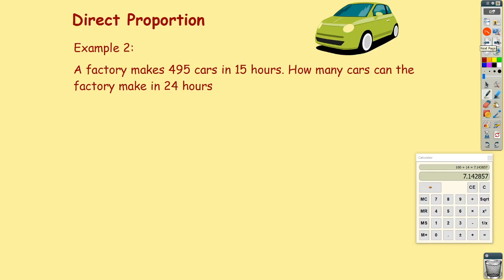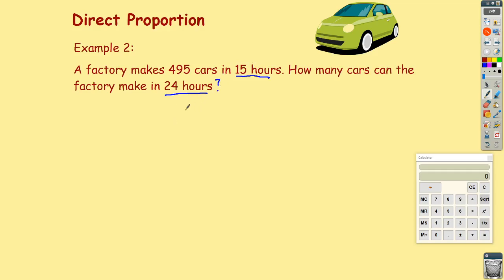Going on to example 2, all that really happens here is you have an extra step to consider, okay? It reads, a factory makes 495 cars in 15 hours. How many cars can the factory make in 24 hours, okay? So the very first tip that makes these questions much easier for you is whichever unit you have 2 quantities for is what you probably want to put on your left hand side, okay?